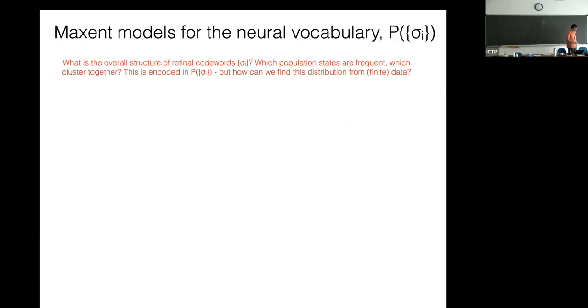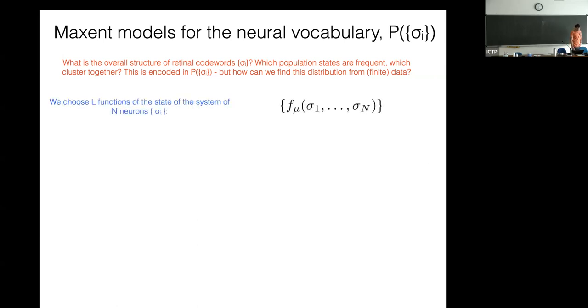Right, and so this is now a rehash, since I gave you the background yesterday, this is simply a rehash, right? So we have a bunch of samples here. I denote them by this sigma i, like spin variables. And I want to build a distribution from the finite number of samples using the maximum entropy method.